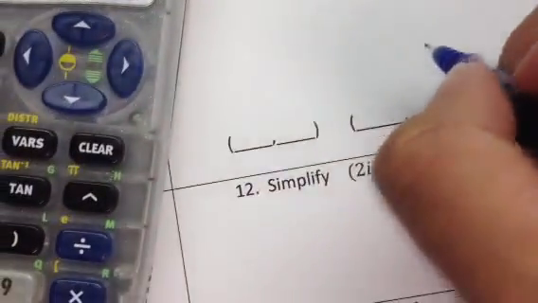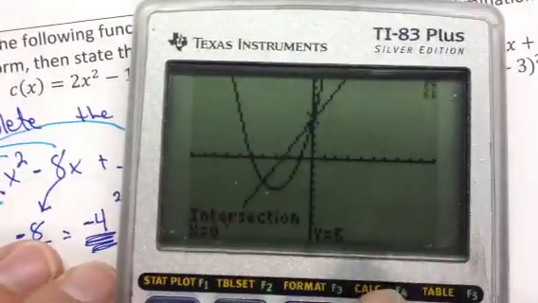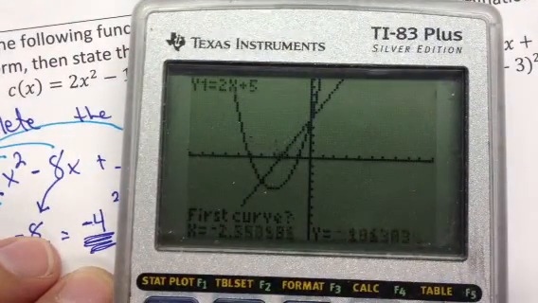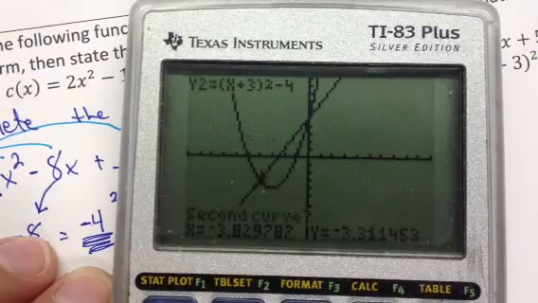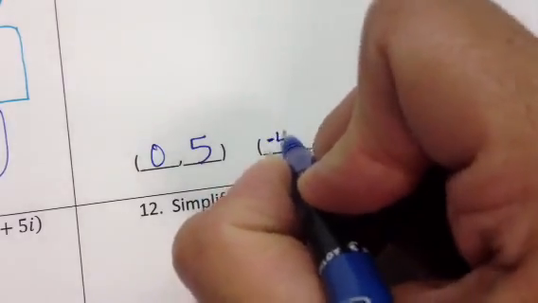So I'm going to go ahead and put them down here. And the other one, so hit second trace again. Move it over to the other one. It's close enough. Hit enter 3 times. And I'm going to get negative 4, negative 3. Now what you have to do is prove those answers.